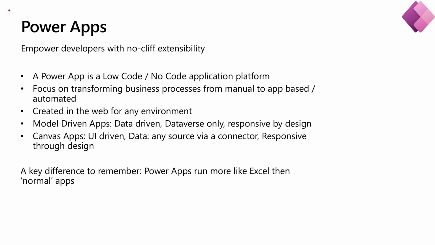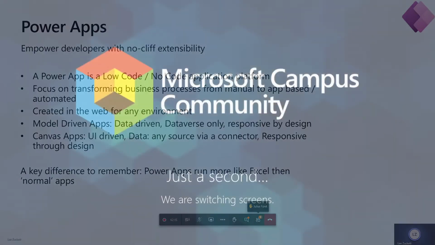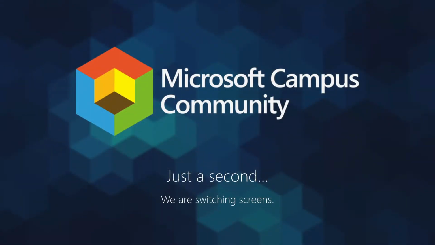Canvas apps, on the opposite, are more UI-driven. In that case, they can connect to basically any type of data source that we have a connector for. And as I said earlier, we have about 400 plus. They can also be responsive, but that's through design. And they're working on that to make it more automatic. But right now, you need to do a little more low code to make it as responsive as, say, the model-driven app.